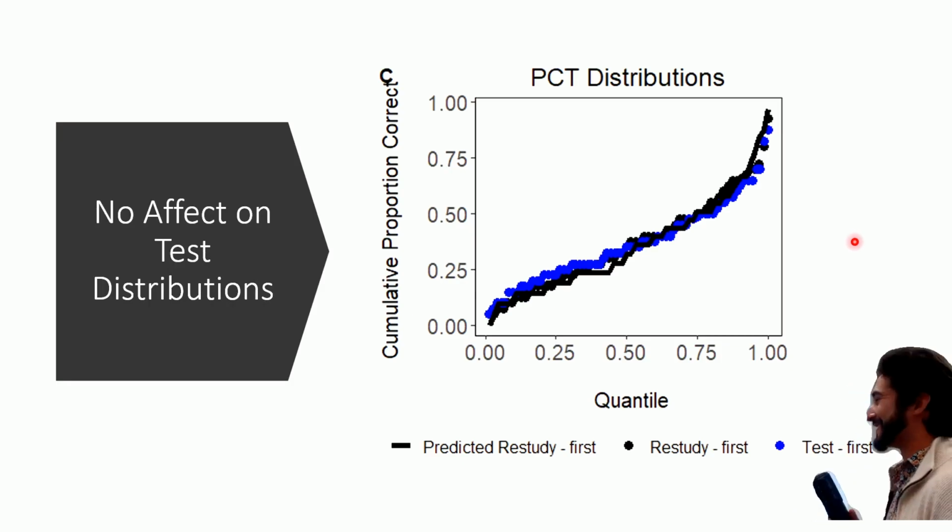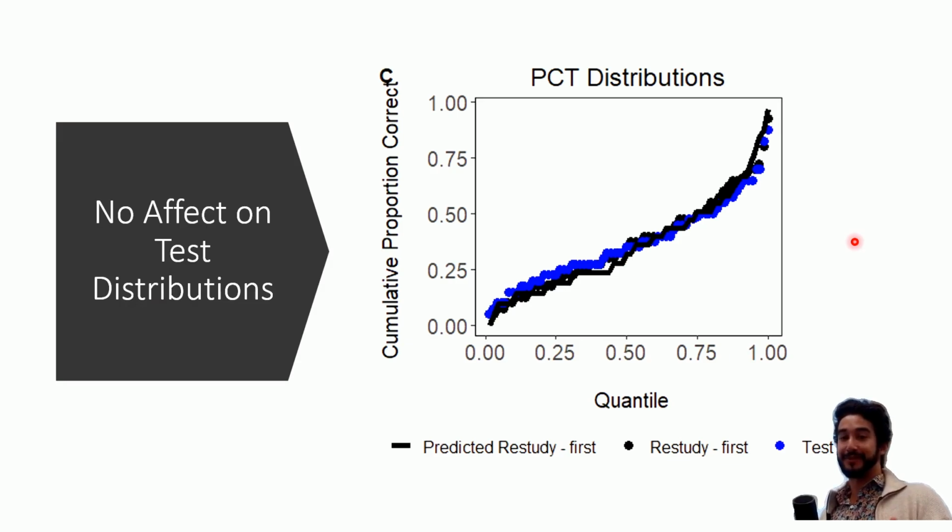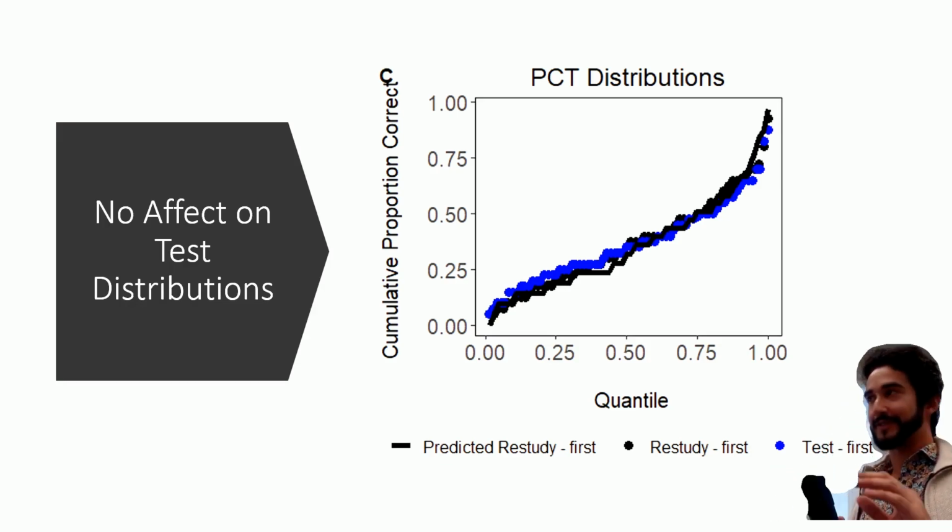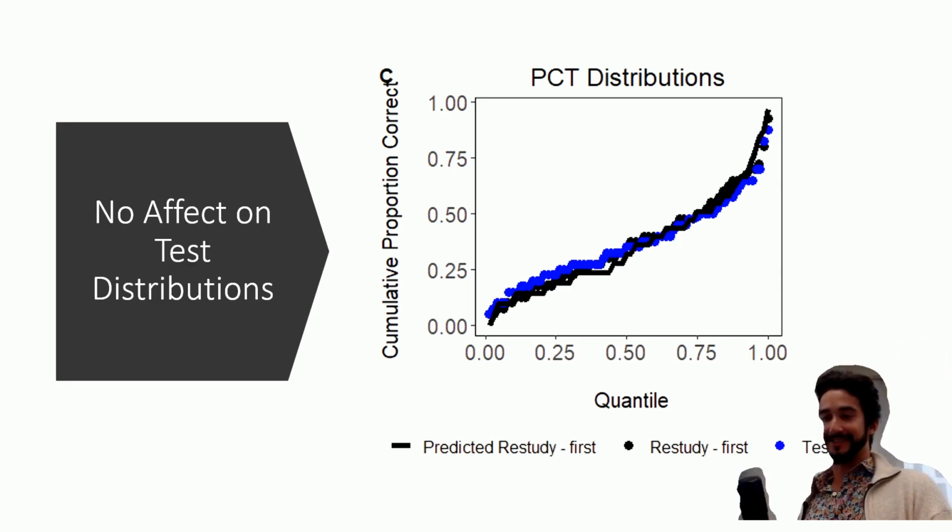Yeah, so we can overlay the PCT values from both of the groups. And so the black line is the predicted values from the restudy first group, the black dots are the restudy first group, and the blue dots are the test first group. And so we see that the black and blue dots essentially overlay each other the whole way. And even though we are using the data from the restudy first group, the model still does a fairly good job of fitting the test first group as well. And so this further confirms that it's the PCR values that are getting changed. The PCT values are staying stable. So the active testing, nothing's changing there.